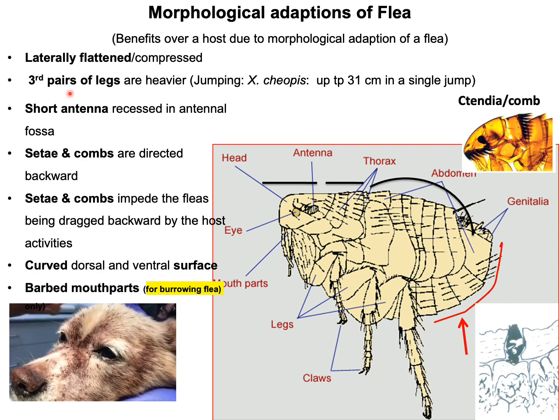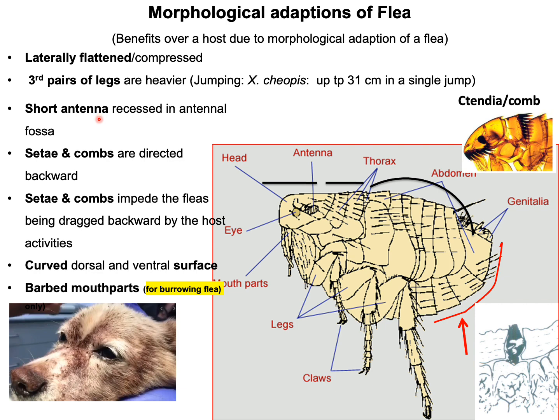And the second characteristic is the third pair of legs is heavier compared to the first and second pair. As a result, the flea can jump. So they can jump from the host body to the environment or from one place to another place. One of the important features has been observed in the case of Ctenocephalides felis. So these fleas can move even 31 centimeters in a single jump.